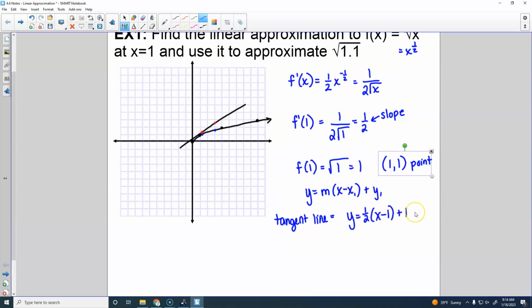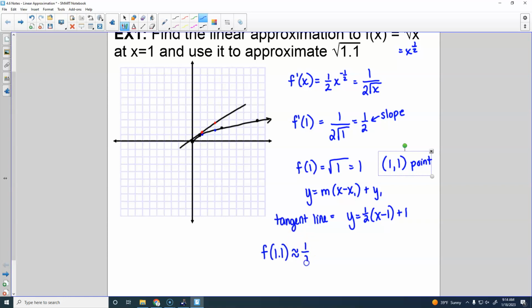If you want to simplify this, you can, or you can leave it like it is. I think I'm going to leave it, but you can simplify it if you want. So this is the equation of this tangent line that I have right here. All right. So what I can do now, if I want to approximate the square root of 1.1, I could say f of 1.1, I'm going to use the squiggly equal sign because it's not exactly what I'm about to get. It's approximately what I'm about to get.